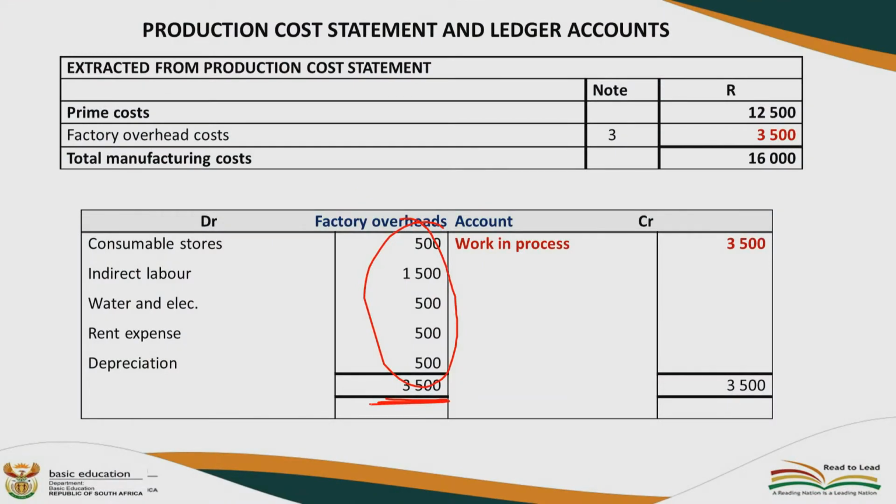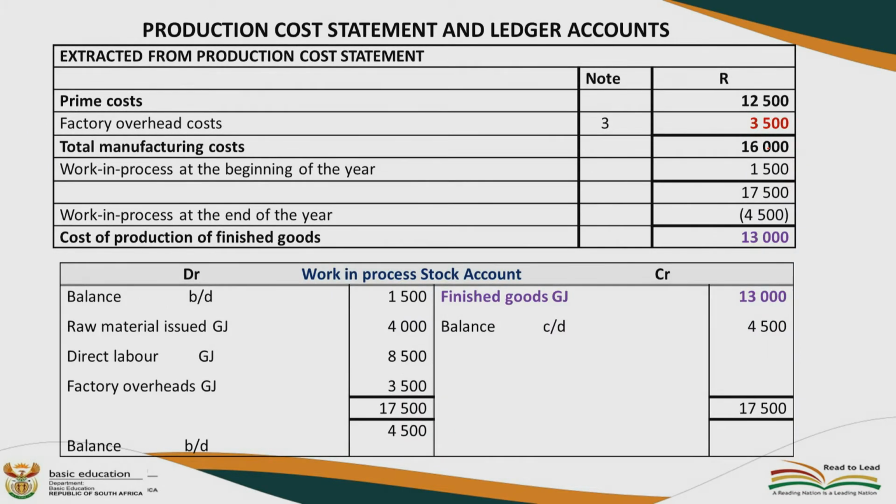So we then close off our factory overhead account to the work in process, and the amount is 3,500. When that happens, remember, we are continuing now with our production cost statement. After we have prime cost, we then come and then we say plus factory overheads. So we're now going to say 12.5 plus 3.5 to give us 16,000 over here. All right? Correct. Already in your mind, you know which one are we left with now. You're correct. The work in process stock.